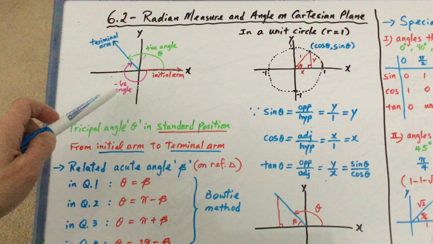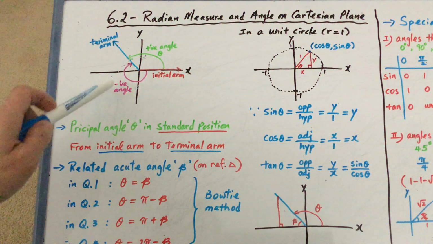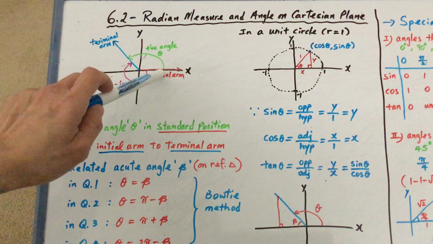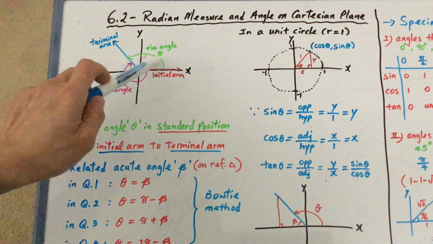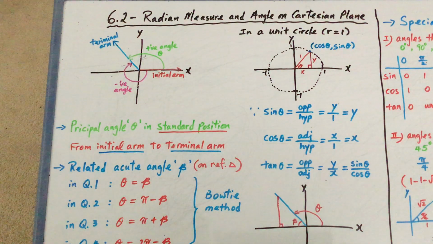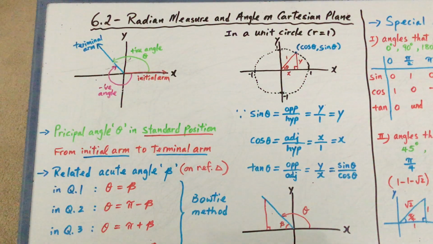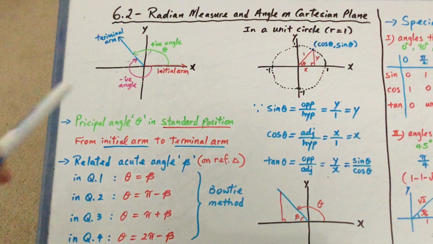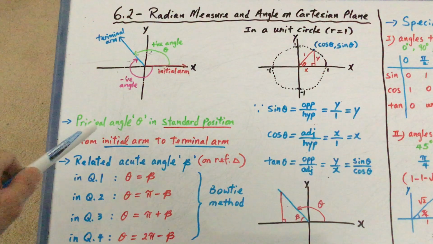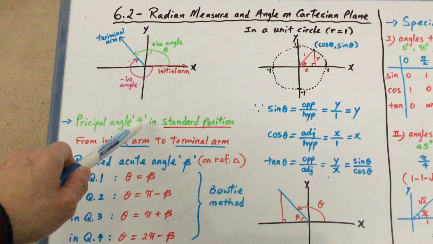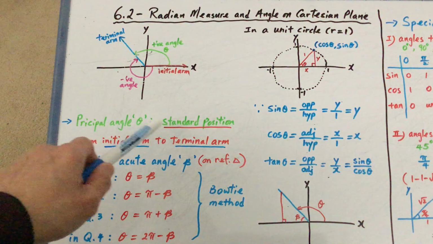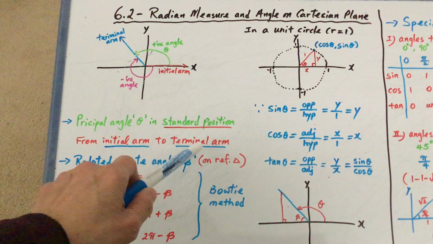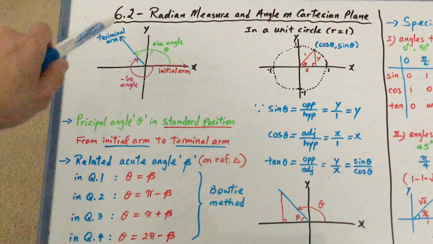And for negative angles, we don't call this theta anymore, because a principal angle is always a positive measure. Later on you will see some examples of how to deal with negative angles. So a principal angle theta, we always use theta to represent the principal angle in standard position, and it goes from the initial arm to the terminal arm. This is what I just showed you on the diagram.